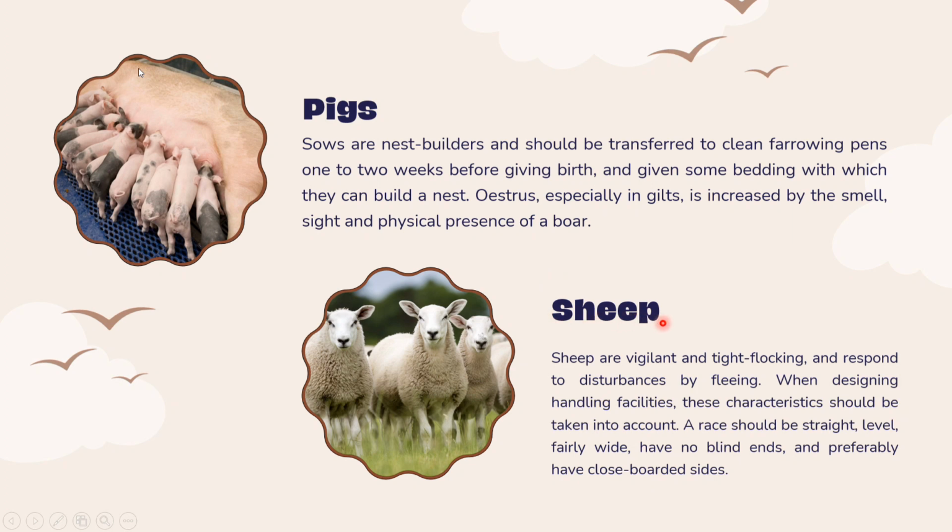Sheep. Sheep are vigilant and tight-flocking and respond to disturbances by fleeing. When designing handling facilities, these characteristics should be taken into account. A race should be straight, level, fairly wide, have no blind ends, and preferably have close-boarded sides.